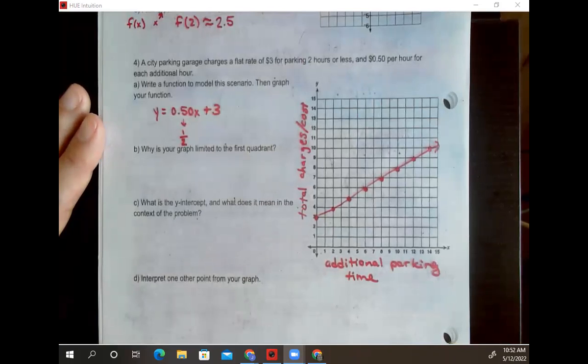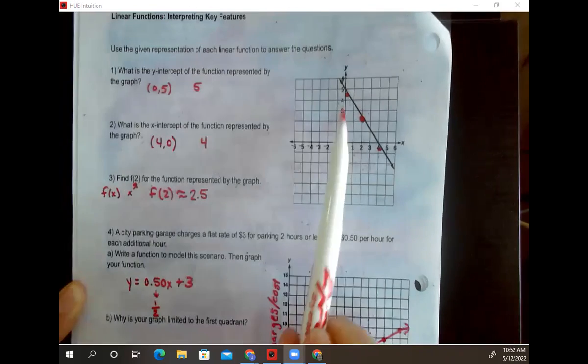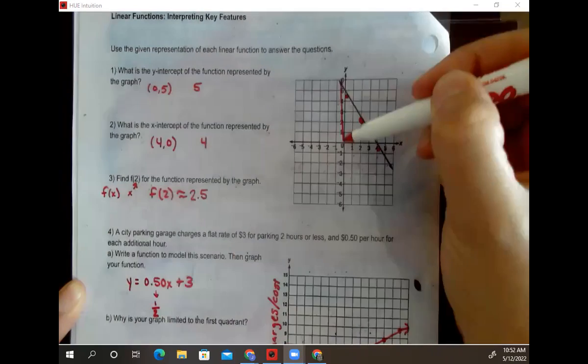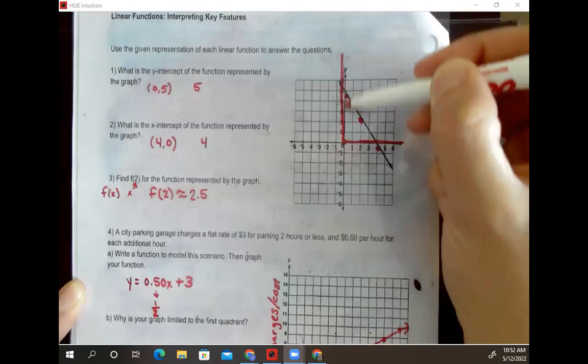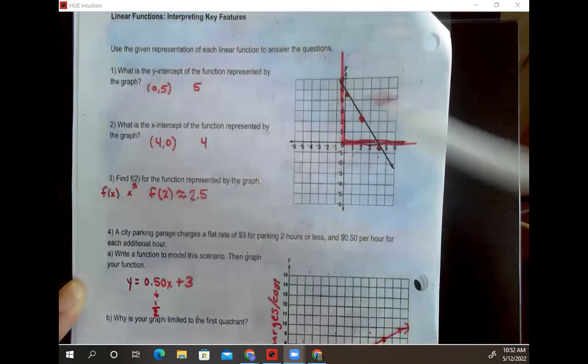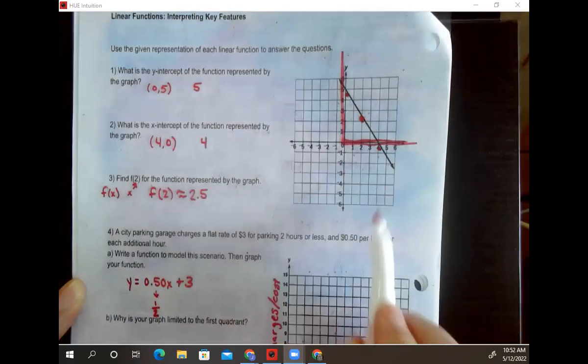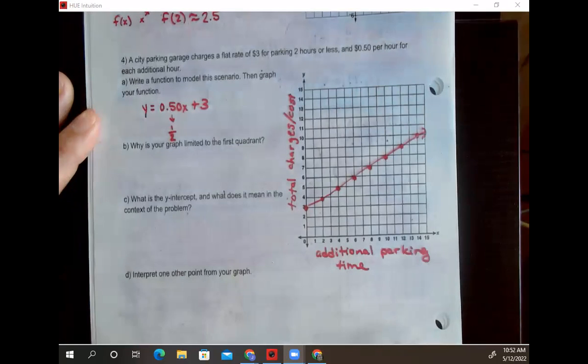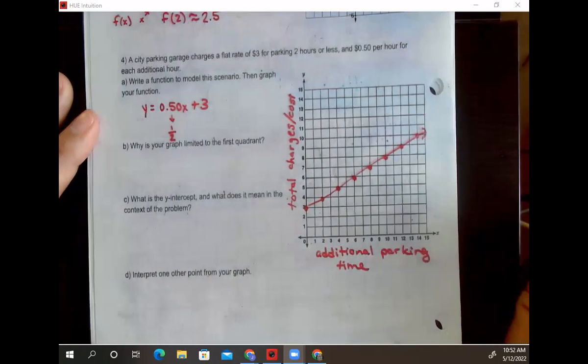Now, the graph I've given you only has the first quadrant available to you. Normally, when we've graphed, we've had all of our quadrants, but for this one, I've limited you to just the first quadrant. You don't have this or this or this available. Why did I not give you those other quadrants here? Why are we limited to the first quadrant?